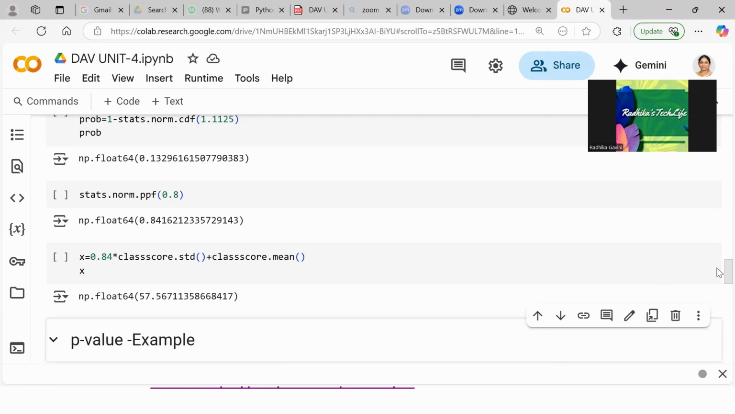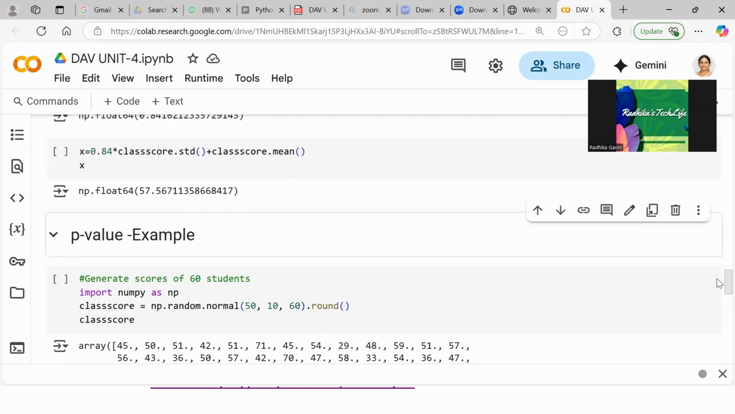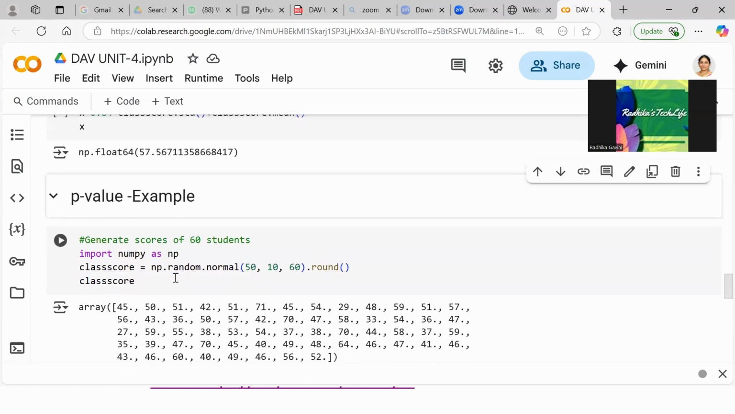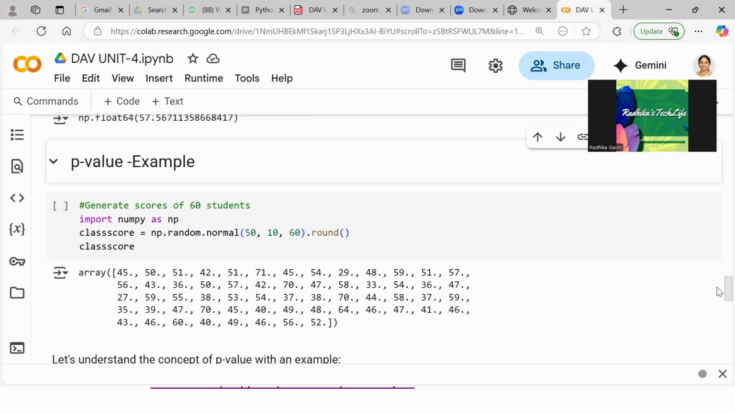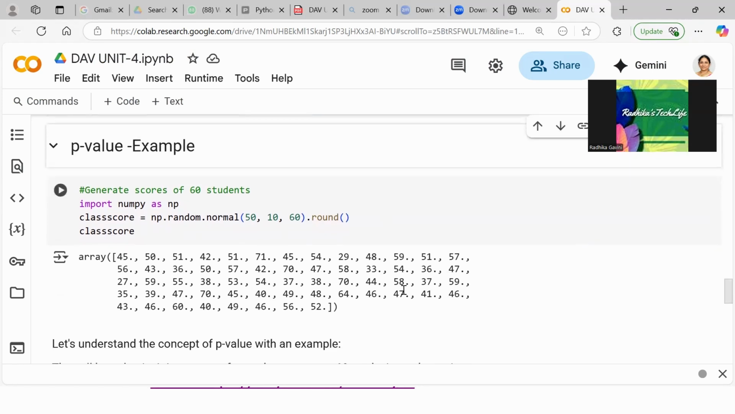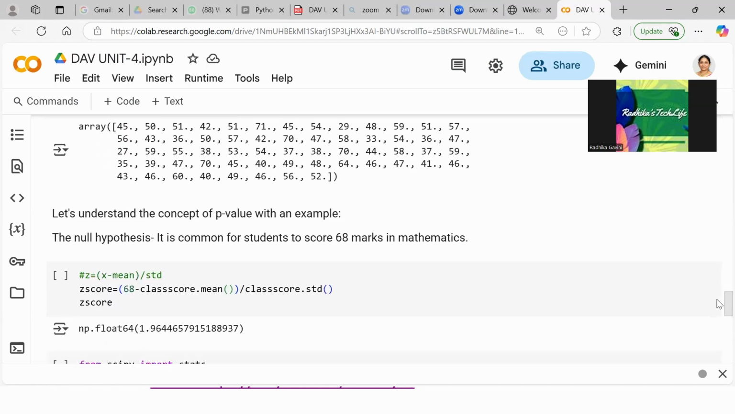So let us see the example of p-value. Here we are generating the scores of 60 students in the subject of mathematics. So this is the example of the p-value. Here we are generating the scores of 60 students in mathematics with a mean value of 50 and standard deviation of 10. Now, according to our null hypothesis, it is common for students to score 68 marks in mathematics.